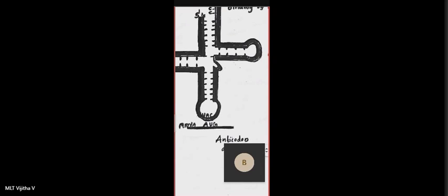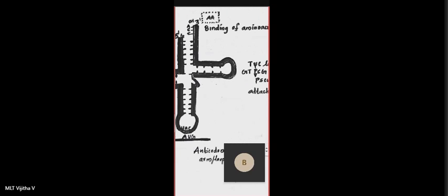Then there are three loops. The lowermost loop is known as the anticodon loop. It reads the codon on the mRNA, and to read that it has an anticodon of that code. The loop towards the 3rd carbon is the T loop because of the presence of thymine, and there is also one different type of nucleotide which is called pseudouracil. So it is known as the TΨC loop. The function is to recognize the ribosome, so it is called the ribosome recognition site.